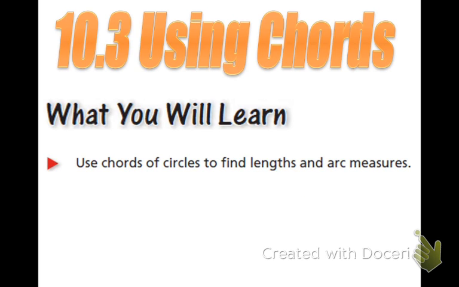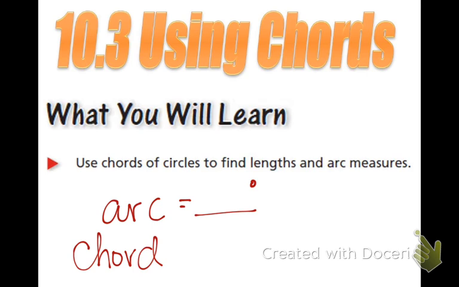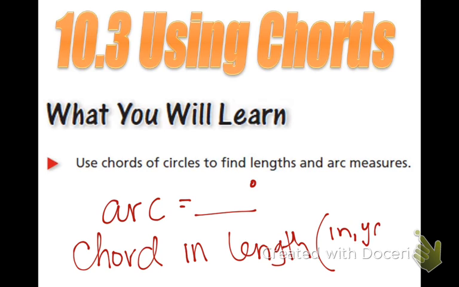The reason a chord will never equal an arc is that an arc's answer will always be in degrees. So whenever you see an arc, you want to write this down too: an arc will always be an answer in degrees. So 50 degrees, 20 degrees, 6 degrees, 180 degrees, 220 degrees, whatever. Whereas a chord is a segment, so it will always be in length. So we're talking inches, yards, meters, miles, etc.